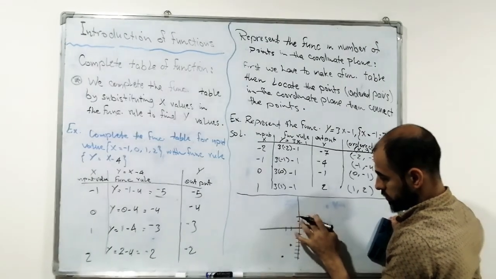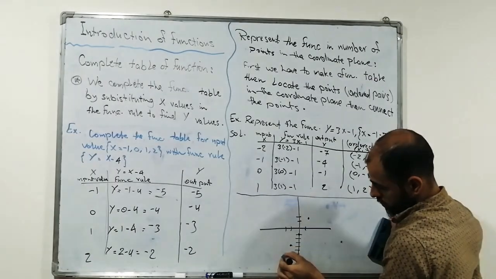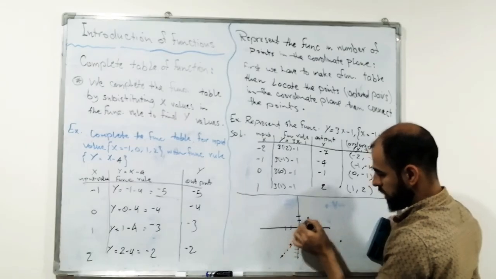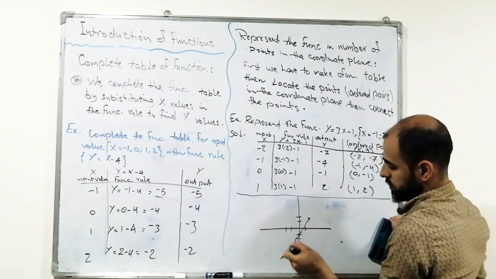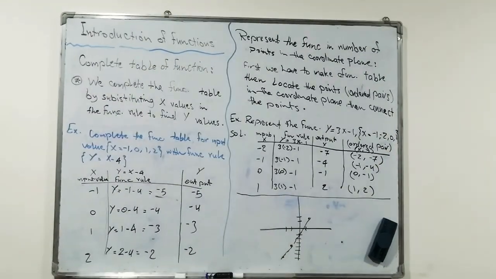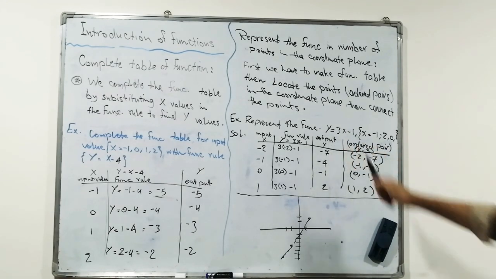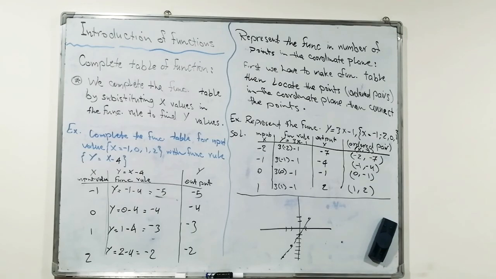Now we will connect the points. After this, then connect the points. Then we get the representation of the function rule, the function y equals 3x minus 1, in the coordinate plane.